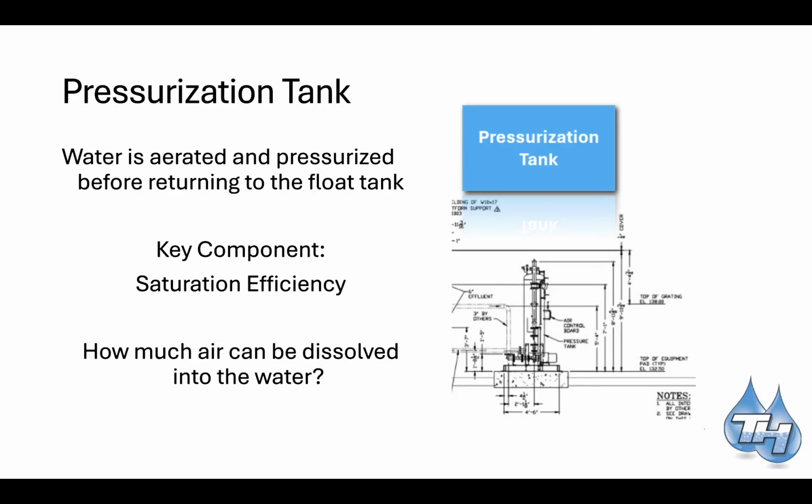Now that we've gone through the scraper mechanism of the float tank, we're going to go into the pressurization tank. This is the recirculation that's happening. Water is aerated and pressurized before returning to the float tank. The key component we're looking for is saturation efficiency: how much air can be dissolved into that water? This plays a big role in floating particles to the top in the float tank. The better your saturation efficiency, the more air you can dissolve into that water, the better off you're going to be in the float tank in terms of removing waste.